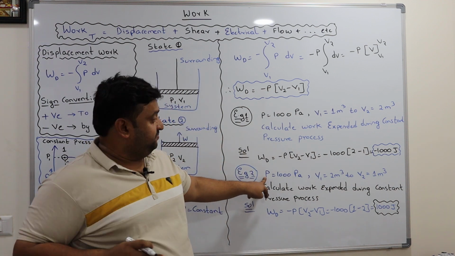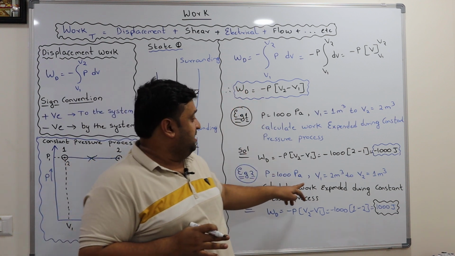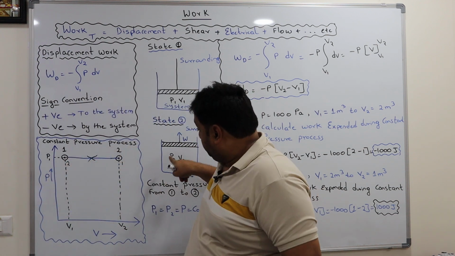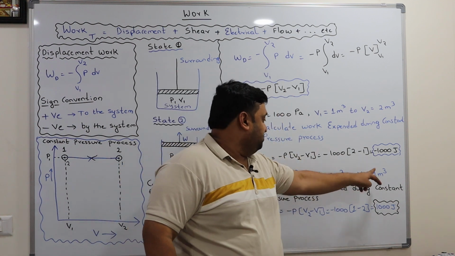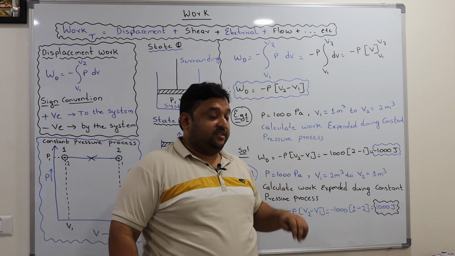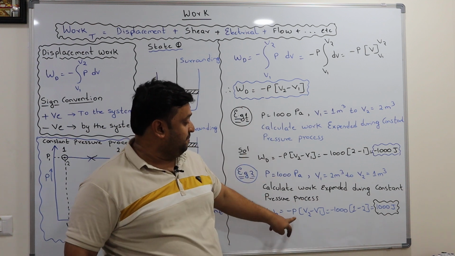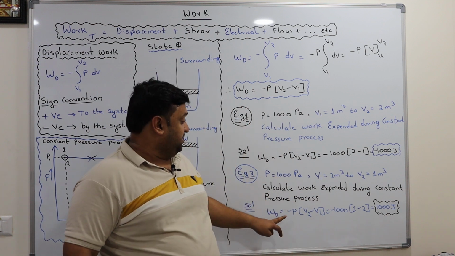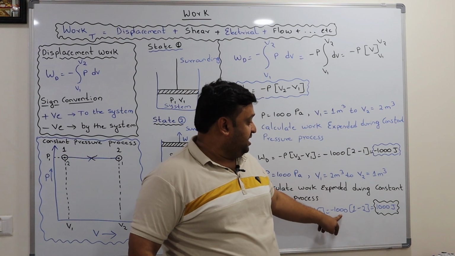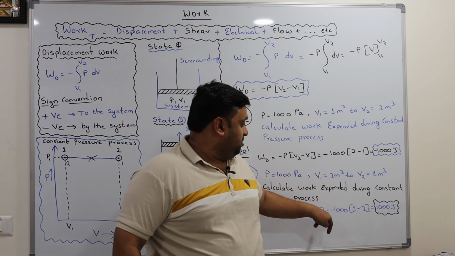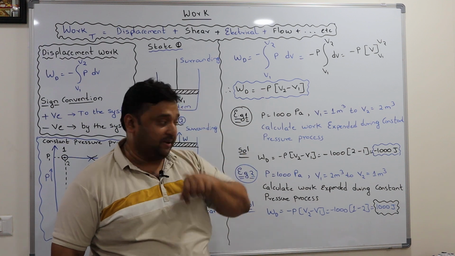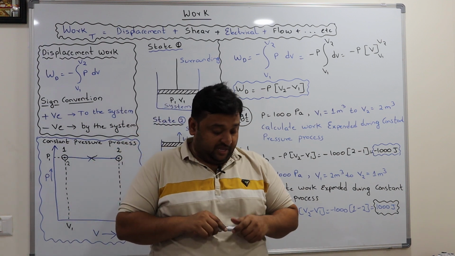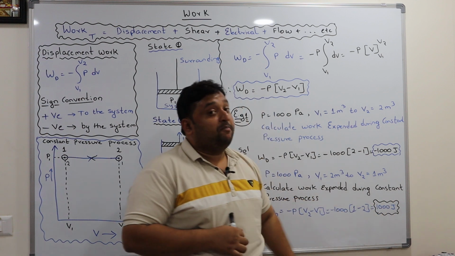Pressure is 1000. The same formula applies. Now the initial volume V1 is 2 meter cube and the final volume V2 is 1 meter cube. Calculate the work expended. So apply the formula WD equals minus P into (V2 minus V1). Pressure is 1000 into (V2 minus V1), this is 1 minus 2. So what happened? Okay. You got a positive number here.